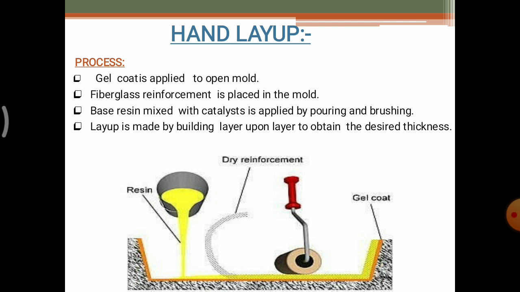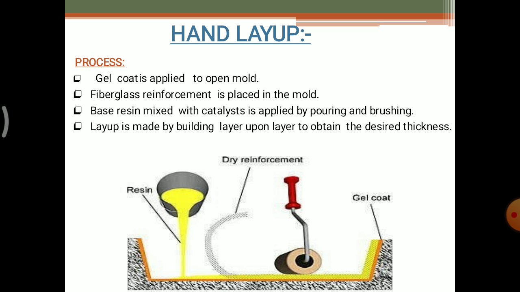Then a roller is rolled over the layer of resin and dry reinforcement by manual handling only. This method uses manual handling, not automation or machining processes. Then this layup is made by building layer upon layer to obtain the desired thickness. For example, if we want a 5 mm thickness, we pour the resin gel, and dry reinforcement is added to it with catalysts, and we push the roller front and back over the resin layer. When we have obtained the 5 mm thickness, we stop rolling on the resin surface. So this is the basic process in the hand layup method.